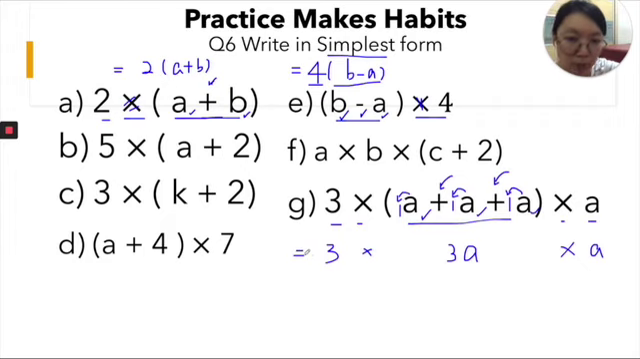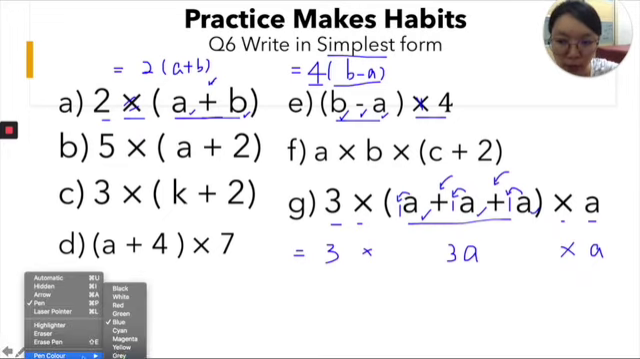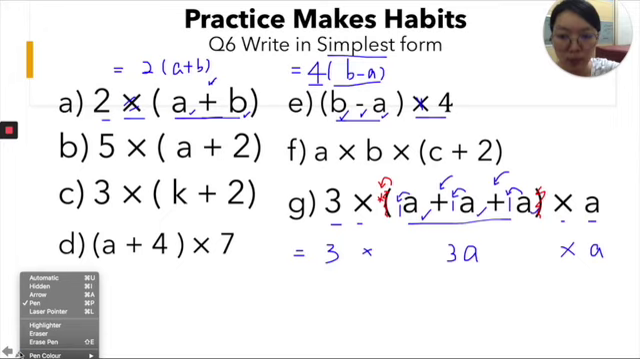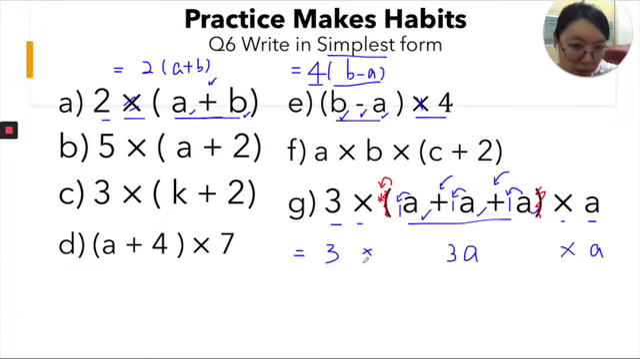So you have simplified the inside bracket. Now there's no more bracket. But be careful. When you throw away the brackets, you always have to check for the sign. Bracket in front, are there any negative? If there's no negative, you can just straight away take it off. Left with 3 times 3a times a. So now, whatever you have is times.